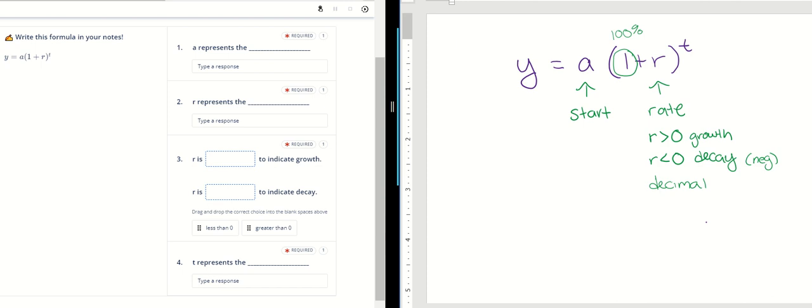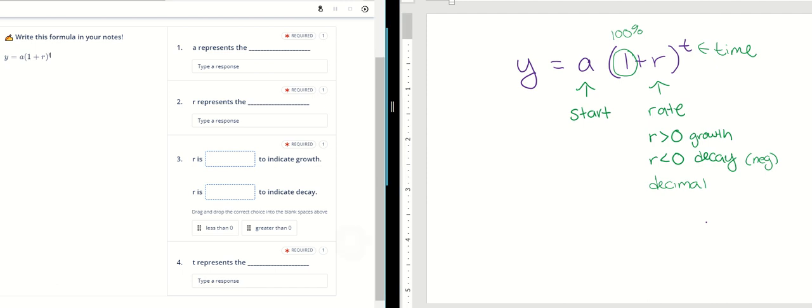Finally, t represents time, how much time is going by. Typically, you will see this in years, but sometimes there are other units of time. They're specified. So if they're not specified, you can assume that years are going by, but if it says months, then you can think of t in terms of months instead.